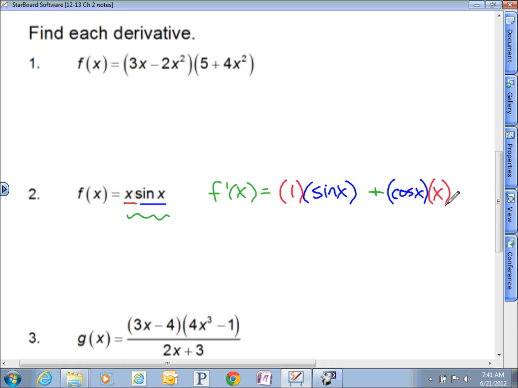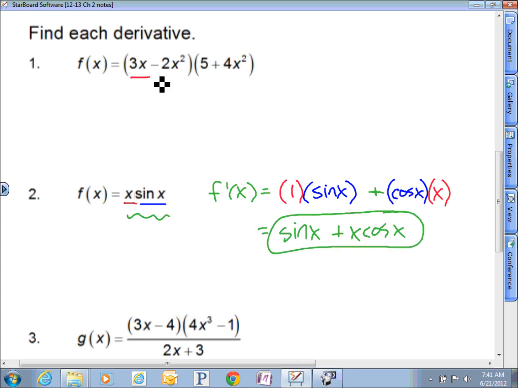So in one term I have a derivative of sine, which is cosine, times the x that was part of the original. In the other term I have the 1, that was the derivative of the x, times the sine of x, that was the rest of the original. And there's not a whole lot of cleaning up here. I guess we just have sine of x plus x cosine of x, and we'd be ready to go.